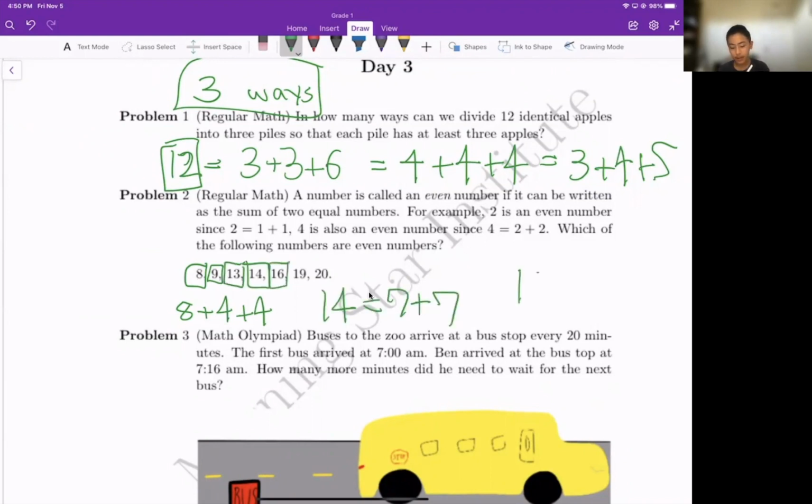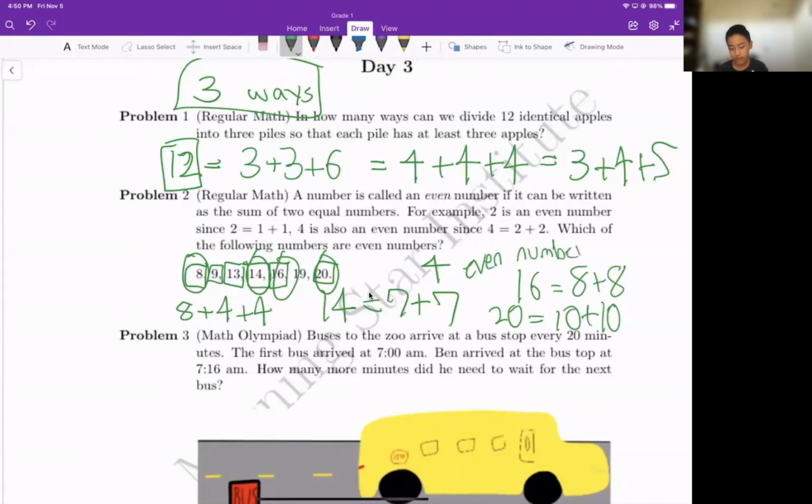16 also can. 16 equals 8 plus 8. And finally, 20 also can. 20 equals 10 plus 10. So therefore, in total, there are 1, 2, 3, 4. So there are 4 even numbers. And 4 is your answer.